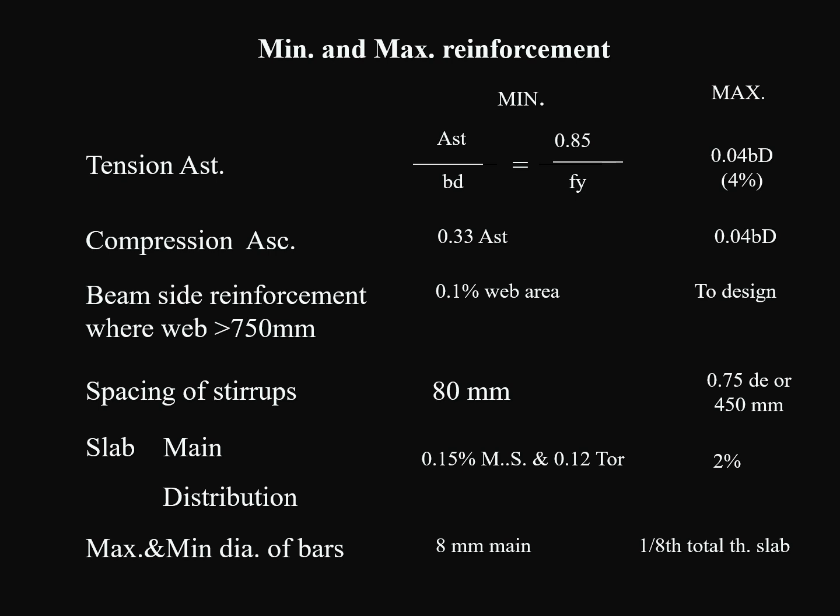Slab main and distribution, that is 0.15% for MS and 0.12 for Torsteel and maximum of 2%. Maximum and minimum diameter of bars. Minimum diameter to be provided is 8 mm main and 1/8 of total thickness of slab should be provided for maximum bar to be provided in slab, whereas in columns the minimum diameter of the bar should be 12 mm.